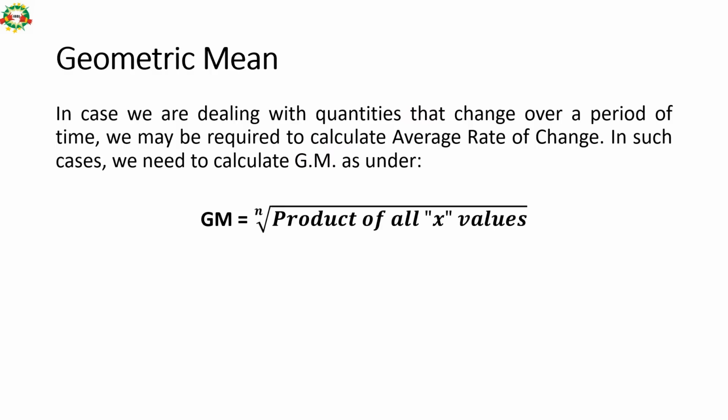The third mean is geometric mean. It is applicable in case we are dealing with quantities that change over a period of time. We may be required to calculate the average rate of change. In such cases, we need to calculate geometric mean with this formula. Let's understand this GM with the help of an example.